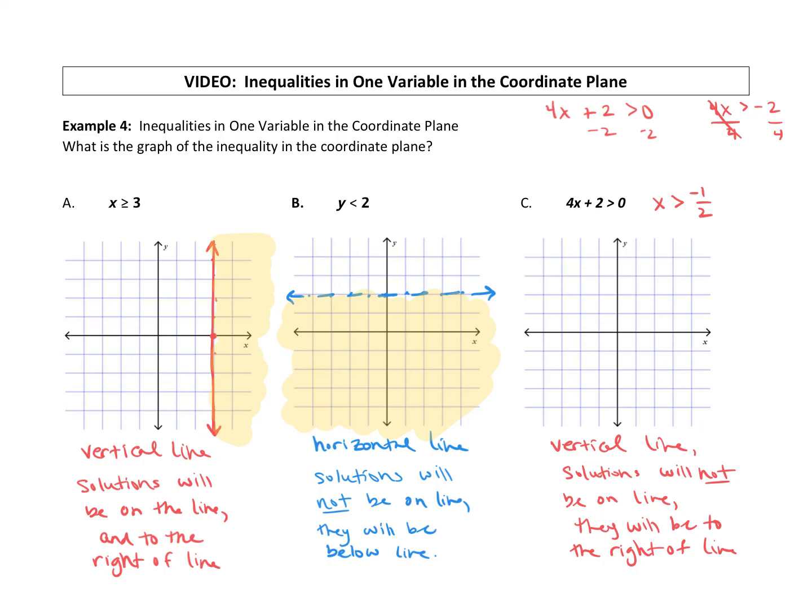All right, so we're going to go to where x is negative 1/2 on the x-axis, plot that point. If we plot other points where x is negative 1/2, it forms a vertical line. Because the solutions are not on the line, we do not draw a solid line. We're going to draw a dotted line. And then we said the shading would be to the right of the line because x is greater than. If it had said x is less than, we would have shaded to the left. So all of these points to the right of our line are solutions.